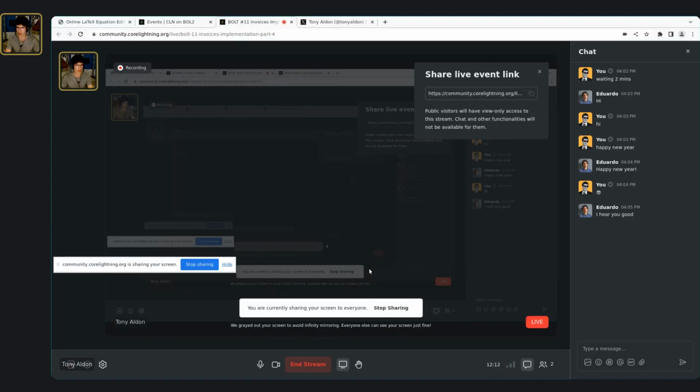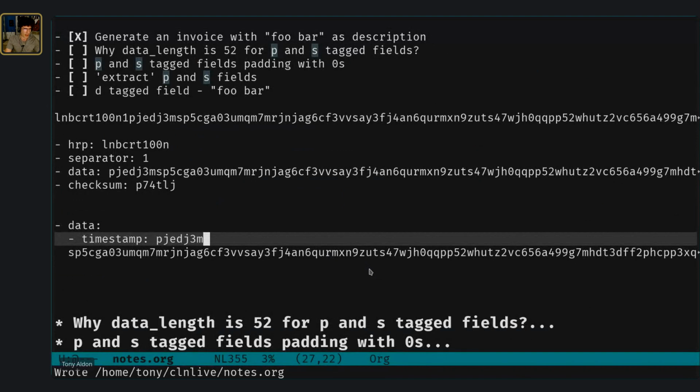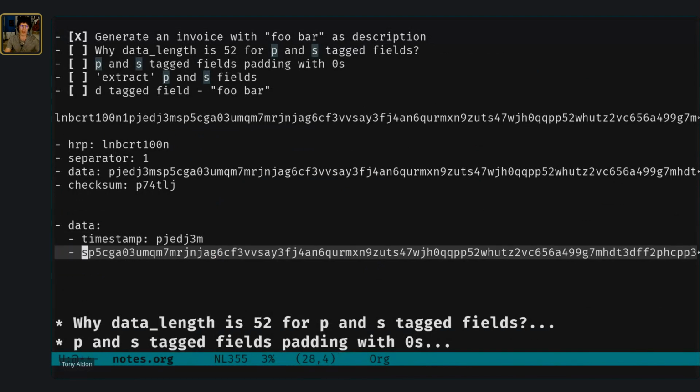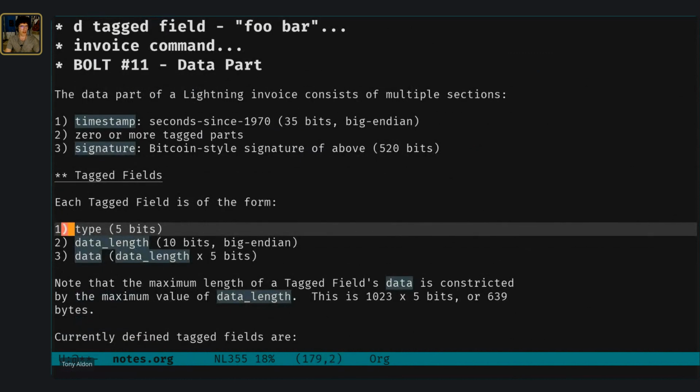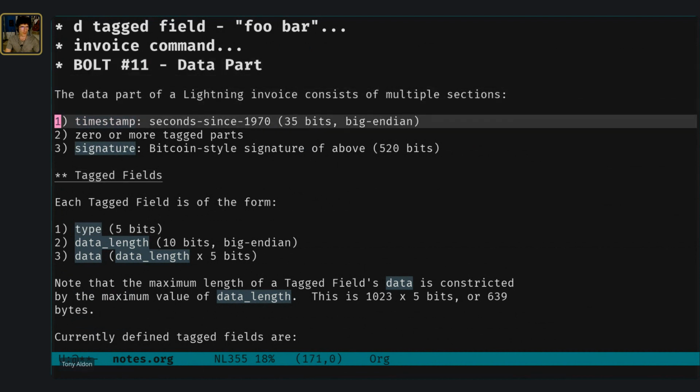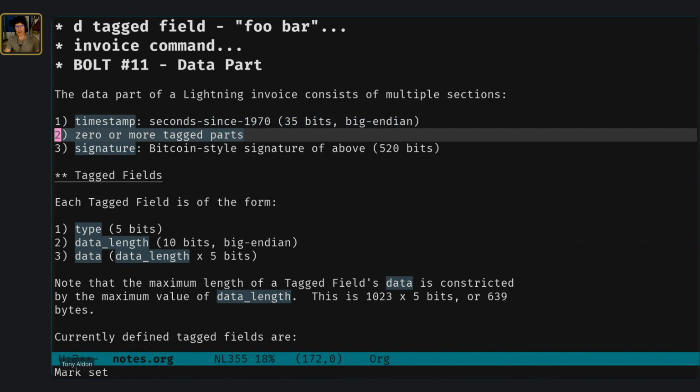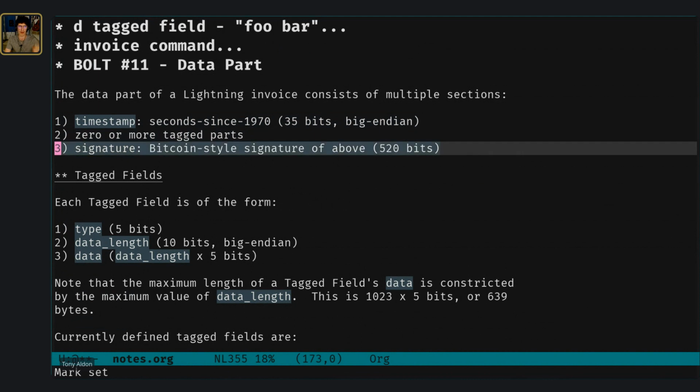Okay, so we have that. We check if there is any question. As usual, Eduardo, I will jump back and forth maybe more than the other time. So this is the timestamp, and now we have the rest of the data. So first part of the data, timestamp. Then we have zero or more target parts, and they have a specific way to be encoded. And at the end, we have the signature.